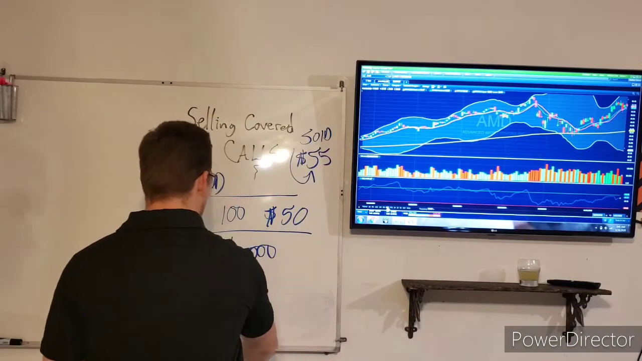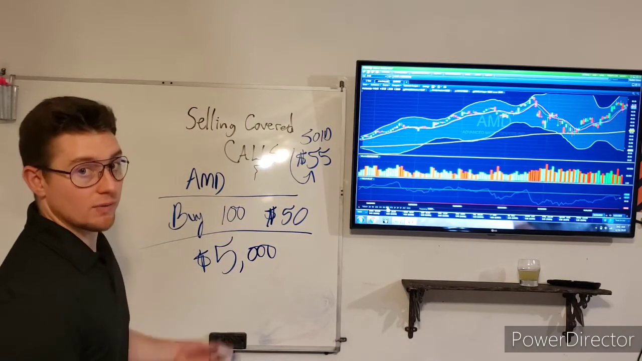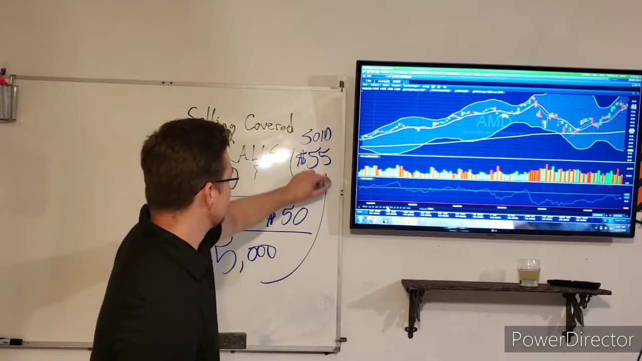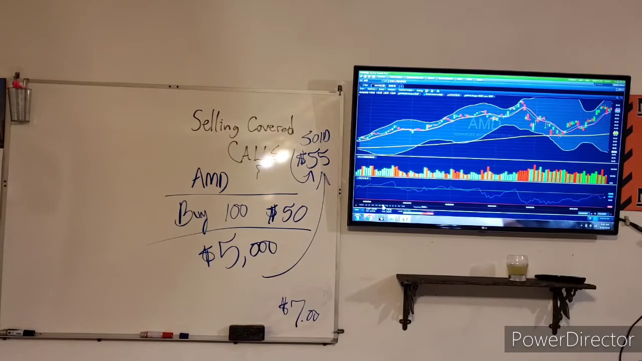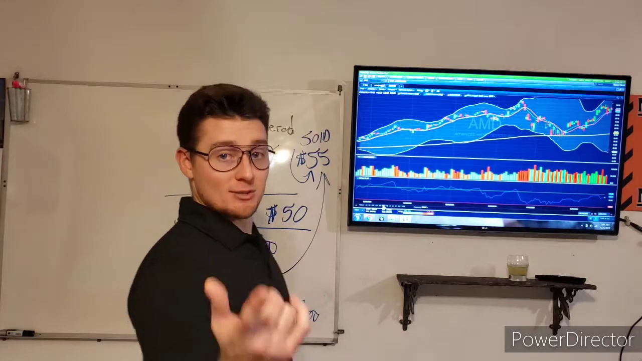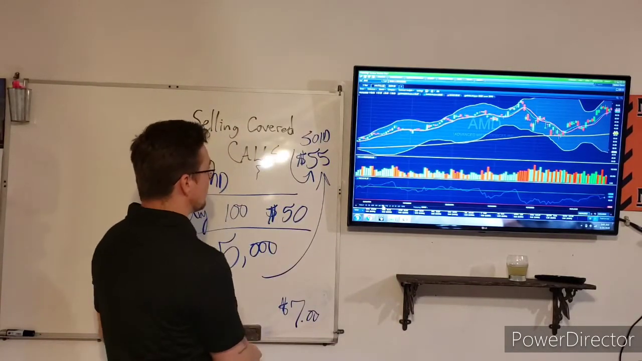So say we still sold a $55 call, and we bought the shares at $50 a share, $5,000. Now what happens if it goes to $55 and... I'm glad I was checking my time because I just realized the video stopped right when I was talking. So real quick, back to where we were.